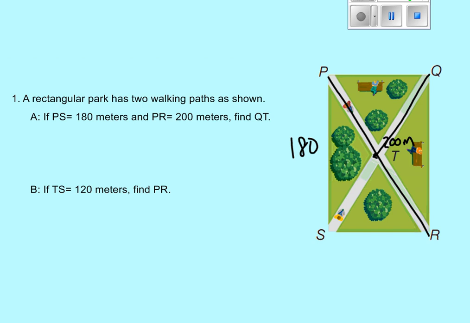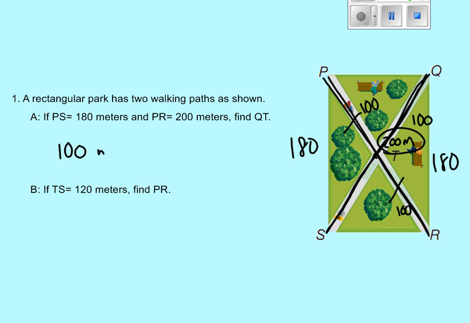Well, if it is a rectangular park, that means that is 180. And if this whole thing is 200 meters, I'm going to assume that this is the other diagonal. So if I cut these in half, that's going to be 100. That's going to be 100. This whole thing has to also be 200 because it's a rectangle and diagonals are congruent. So if this is 200, this has got to be 100, because diagonals are congruent.